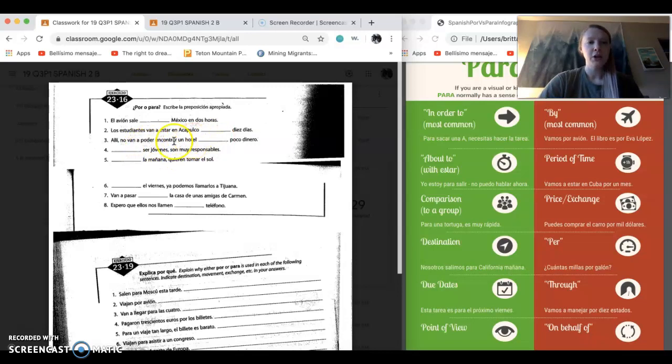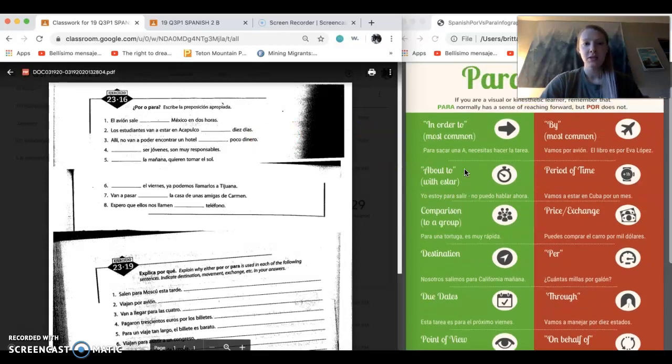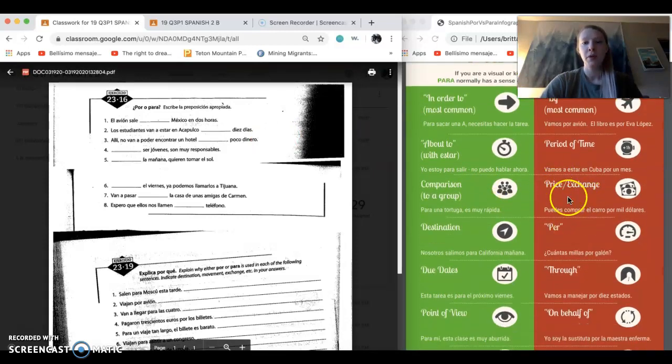Something, something, something. You don't know what it means, and that's fine. Blank, poco dinero. Okay, dinero, hopefully we know by now that that means money. So something for money, little bit of money. Okay, so we look through this. So money, all right, I'm seeing price and exchange. Okay, for a little bit of money. That's a price, that's an exchange. So por dash price exchange is the answer to number 3.